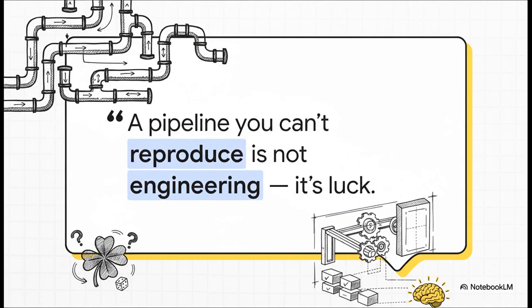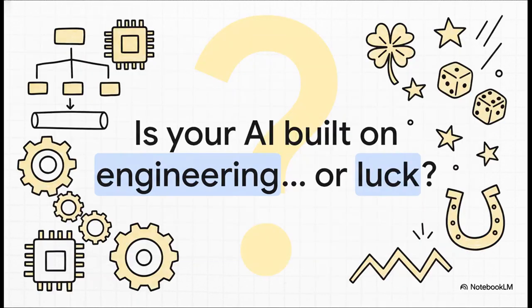I'm going to leave you with this quote because it just nails it. A pipeline you can't reproduce is not engineering, it's luck. I mean, that says it all, right? Without reproducibility, you're just crossing your fingers and hoping for the best. With it, you're actually doing real engineering. So the final question you've got to ask yourself is this. Is the AI you're building based on solid engineering, or is it built on luck?